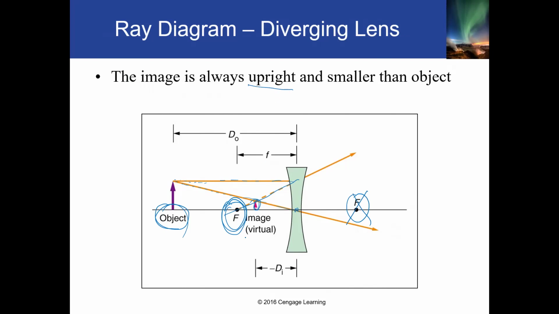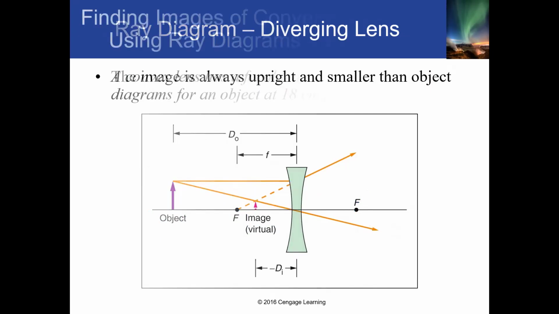And again, this is virtual because your image is formed on the same side as the object, right? Again, for the mirror, if your image is formed on the same side as the object, then that's real. But for the lens, if your image is formed on the same side as the object, that is virtual.